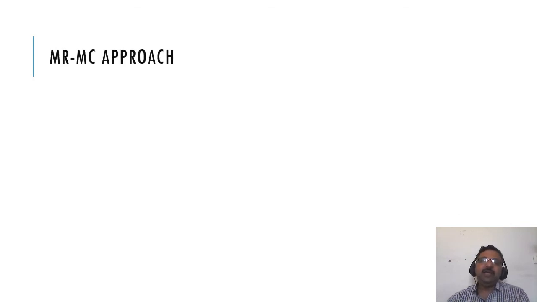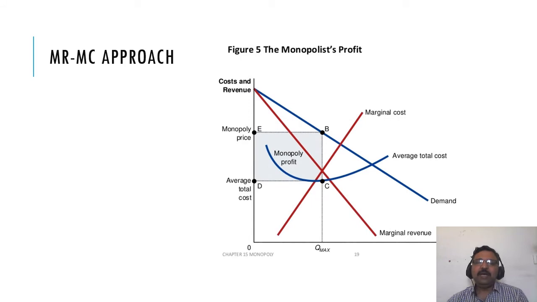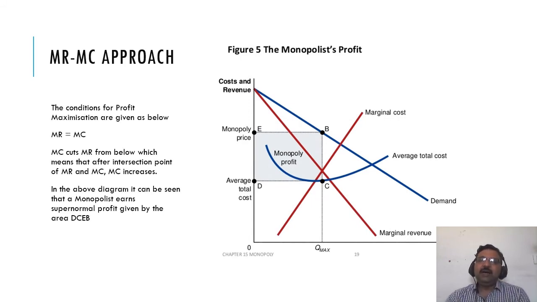Now let us consider the MRMC approach. Under the marginal revenue and marginal cost approach, the condition for profit maximization is MR equals MC. This is the first condition, and the second is that MC cuts MR from below, which means that after the intersection point of MR and MC, MC goes on increasing. This is a case of a monopolist's profit.